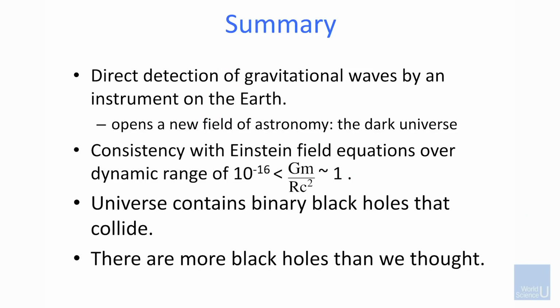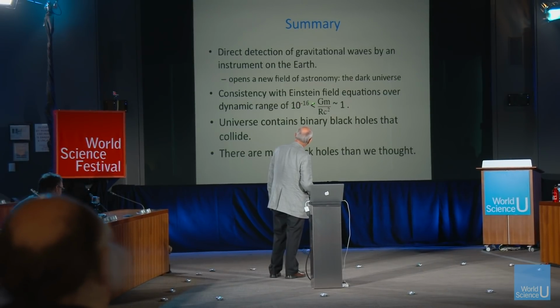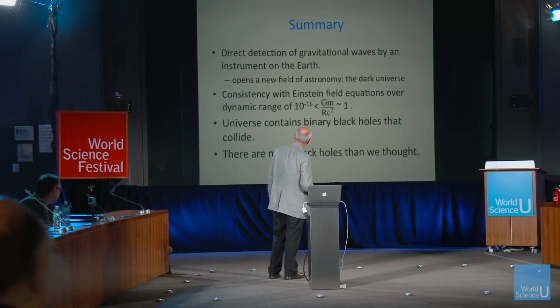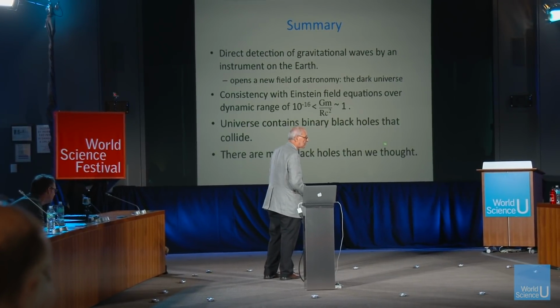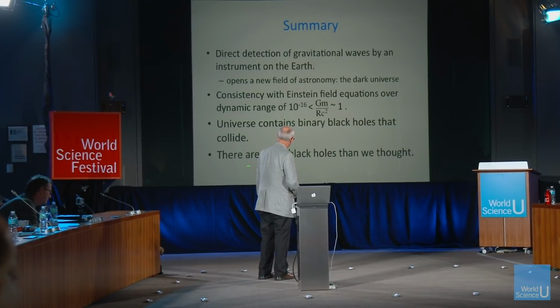This is the summary. We've made a detection on Earth of gravitational waves. That's now known. We have a consistency with the Einstein field equations, which is amazing, not in the sense that we did such a precise measurement, but over the size of the strength of gravity, we now know that Einstein field equations are good from strengths of 10 to the minus 16 to about 1. That's a fantastic range. And we know now that the universe contains black holes that collide. We didn't know that beforehand. And there is now a pretty good guess that there are more black holes than we thought.